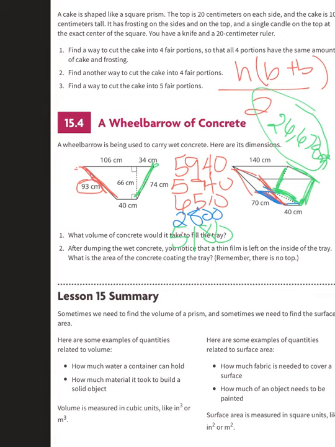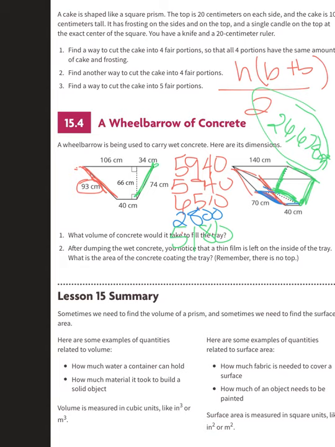Remember, to find the volume, we go the area of the base times our height. To find the surface area, we find the area of all the sides, and then we add them together, just like you did in yesterday's assignment. Okay, so let's look at the summary.